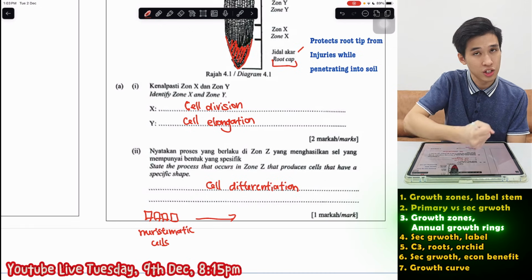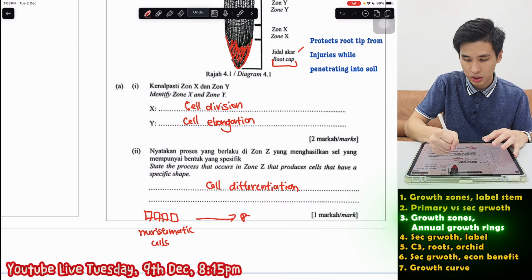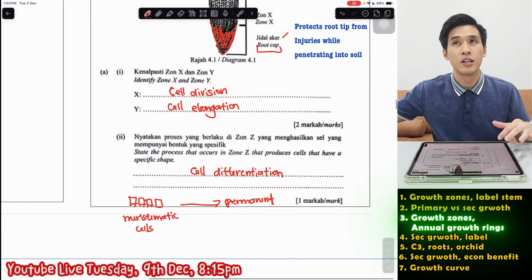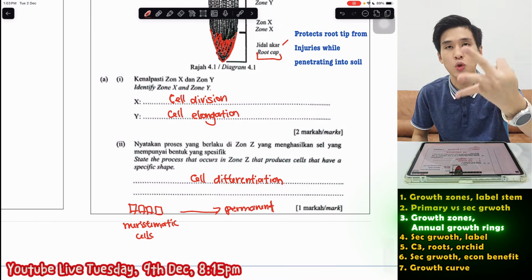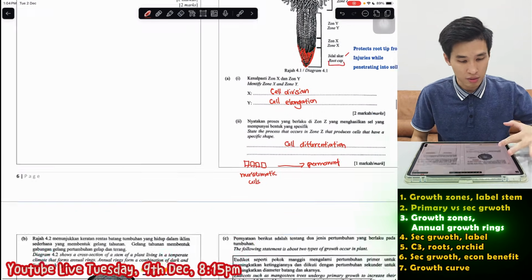After differentiation, they will become permanent tissues. There are three types of permanent tissues that we learn, which are the ground tissue, the vascular tissue, and also the epidermal tissue. Those are the permanent ones. Sorry, my pen is not very good here.